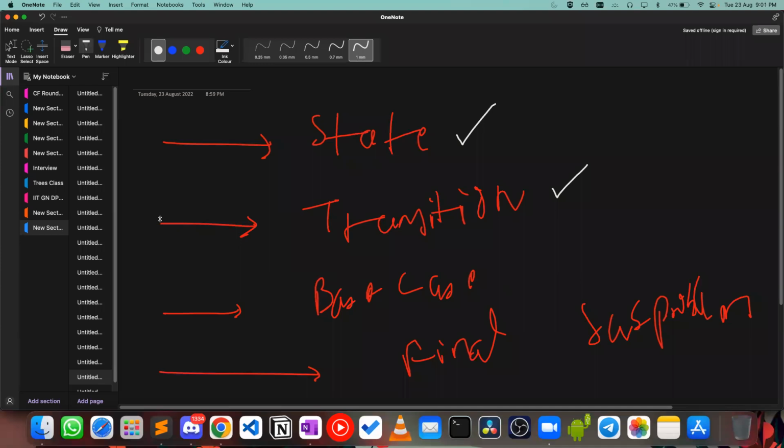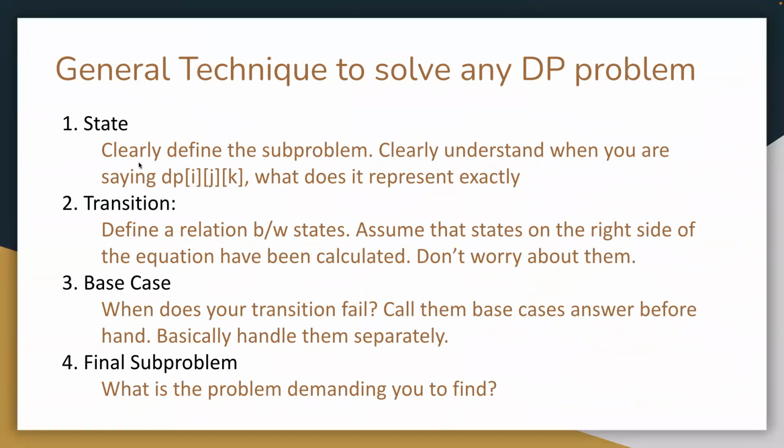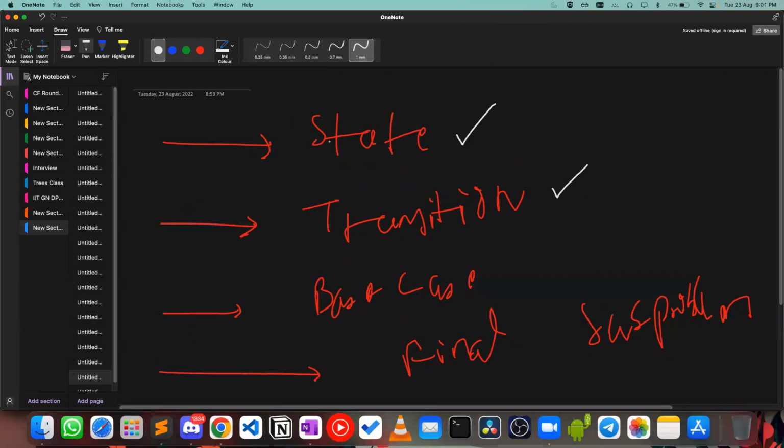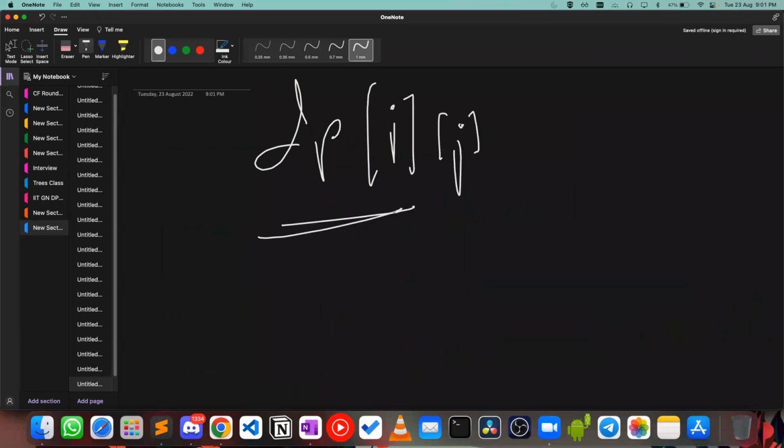There is one more thing. You should also be in a position to differentiate between 2 states. So we make use of what? Parameters, right? I think I've written this in the slide. Clearly define the subproblem, clearly understand when you are saying DP of ijk, any random parameters, what does it represent exactly? Do you guys see that in the problems that you've solved till now, I have emphasized the fact that whenever you're writing something like DP of ij, you should tell me a meaning for that. I don't know what DP of ij is. You need to tell me a meaning of that. Like, what do you signify from that?